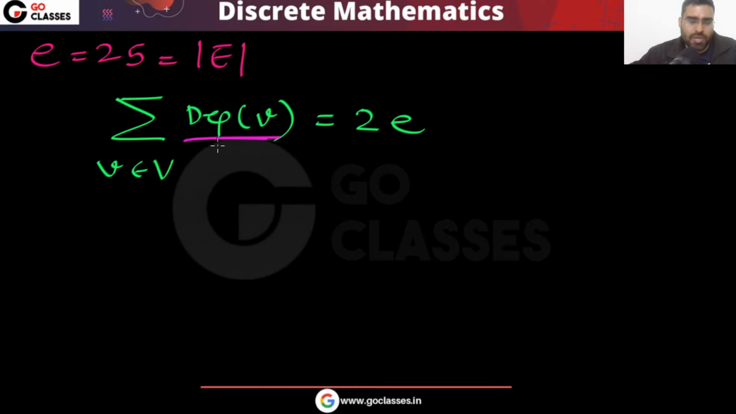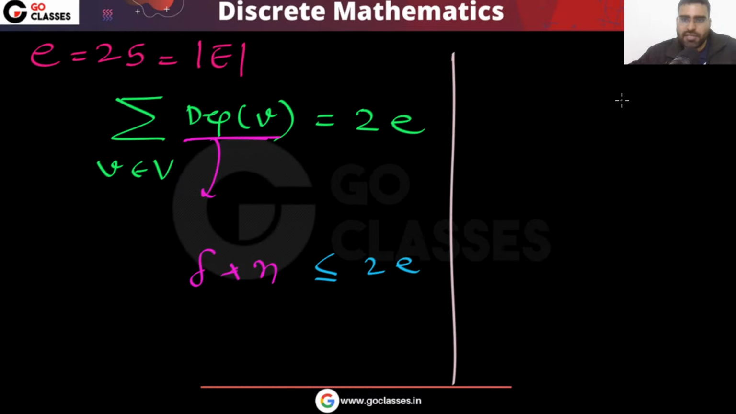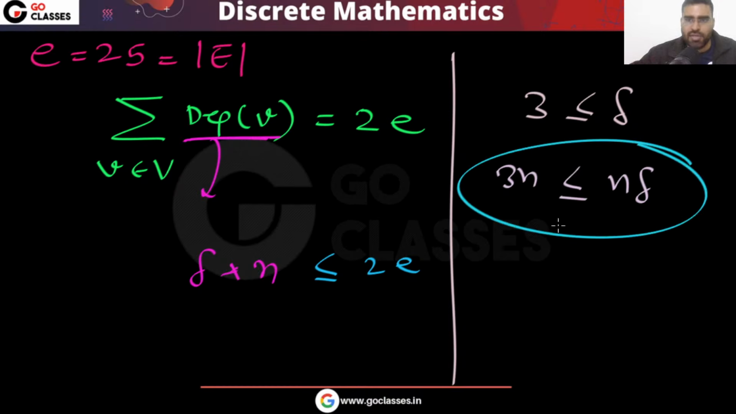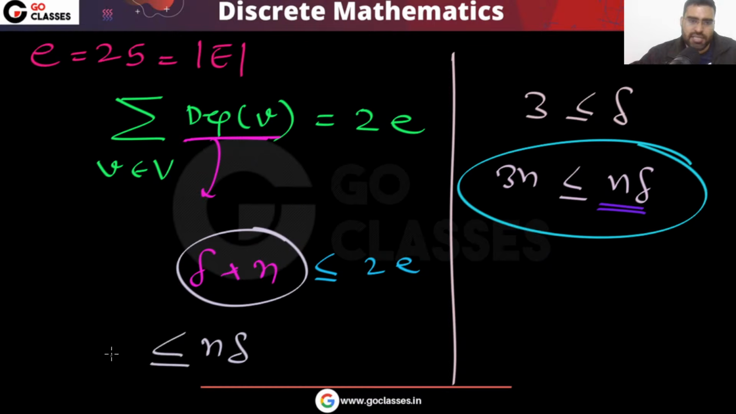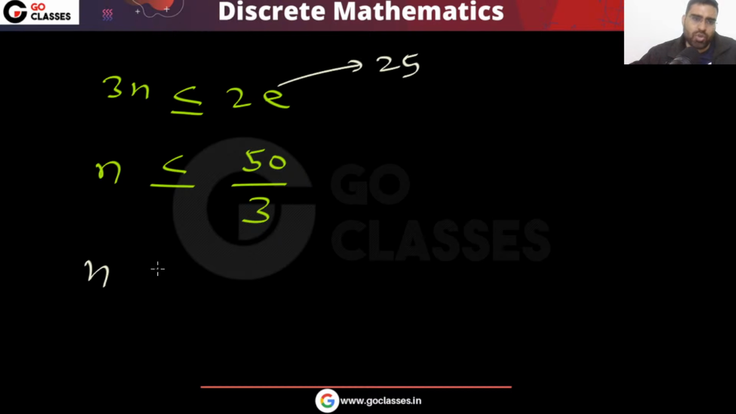But if I decrease everything to minimum degree, like if I do minimum degree delta multiplied by n, then that will be less than or equal to 2e. So delta n is less than or equal to 2e. Now it is also given that delta is greater than or equal to 3. So n delta is greater than or equal to 3n. So ultimately we got 3n is less than or equal to 2e. So n is less than or equal to 50 divided by 3, because e is 25, that is something like 16 something.